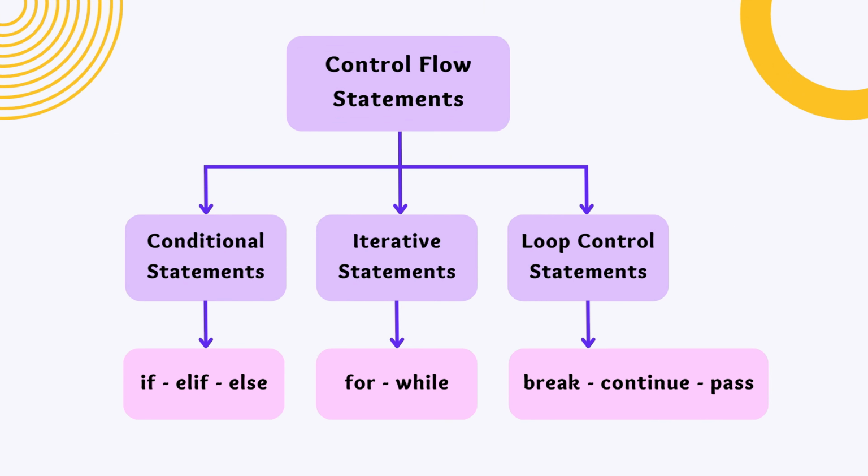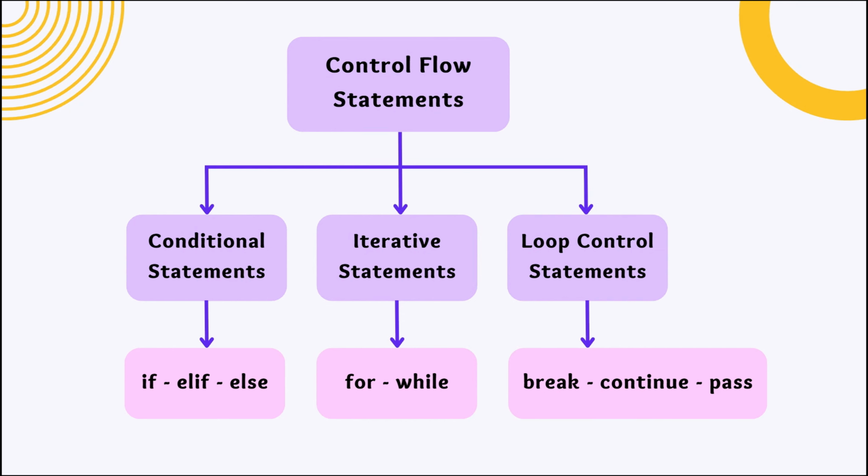Control flow statements. In Python, we use different types of statements to control the flow of a program. We start with the conditional statements like if, elif, and else, which help the program make decisions based on specific conditions. Next, we have iterative statements, such as for loops and while loops, which allow us to repeat actions multiple times, either for a set number or until a condition is met. Then, there are loop control statements: break, continue, and pass. These give us finer control inside loops.